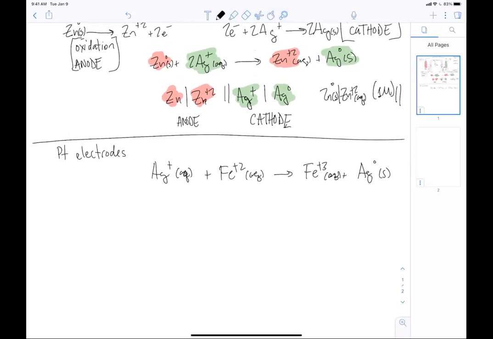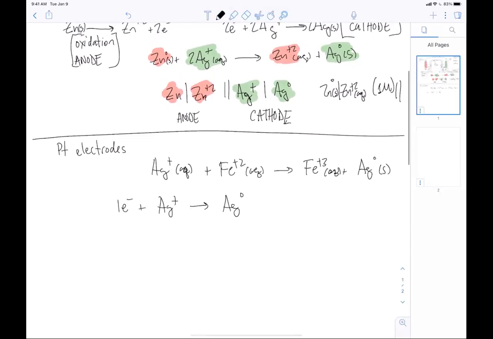If we break this up into half cells, we've got silver going to silver 0. And then we've also got iron. Let me put the states on here since that's kind of what the point is. We have iron 2 going to iron 3.